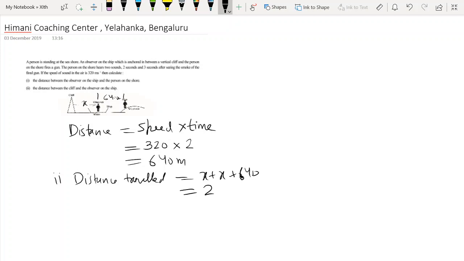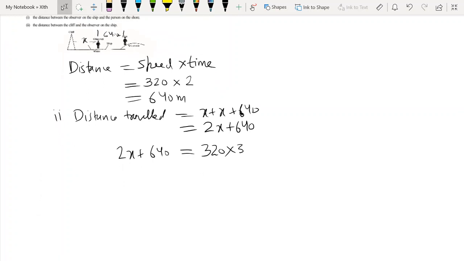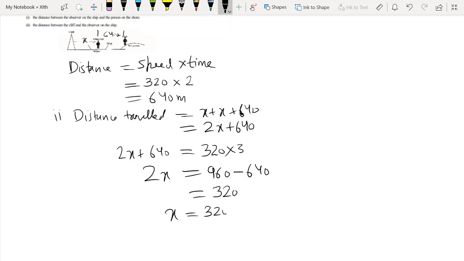So the distance traveled is 2x plus 640, and the time given is 3 seconds. We will use the same formula: distance traveled equals speed into time. So 2x plus 640 equals 320 into 3, which gives 960. 960 minus 640 equals 2x, which equals 320, and x equals 320 by 2, which is 160 meters. So this is how you are supposed to solve this question.